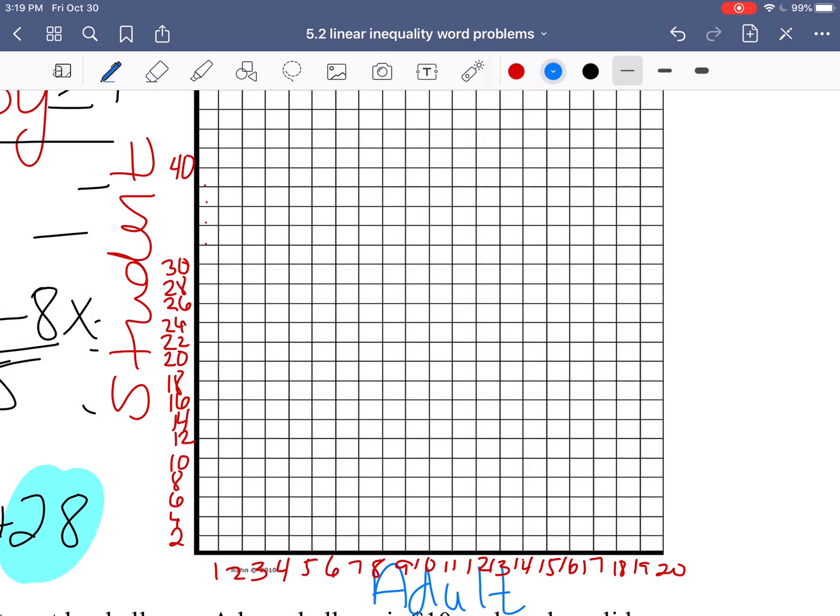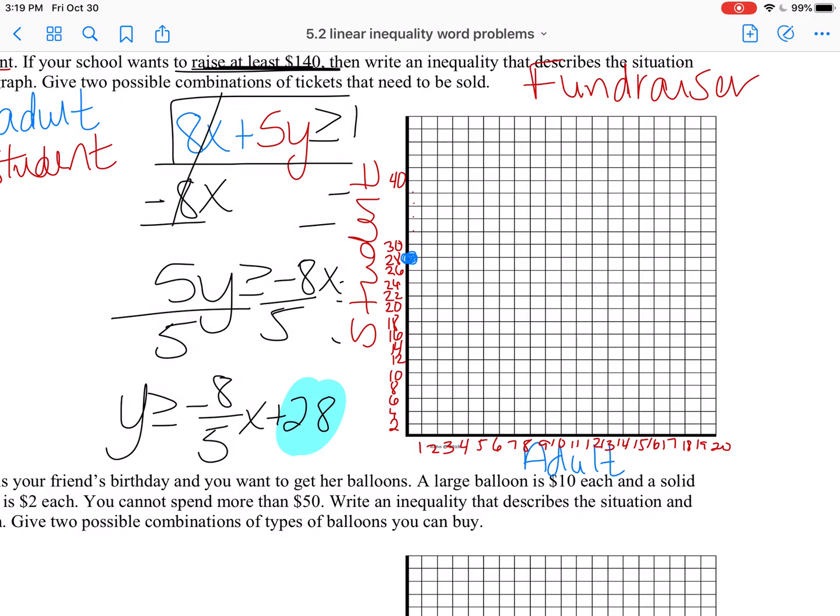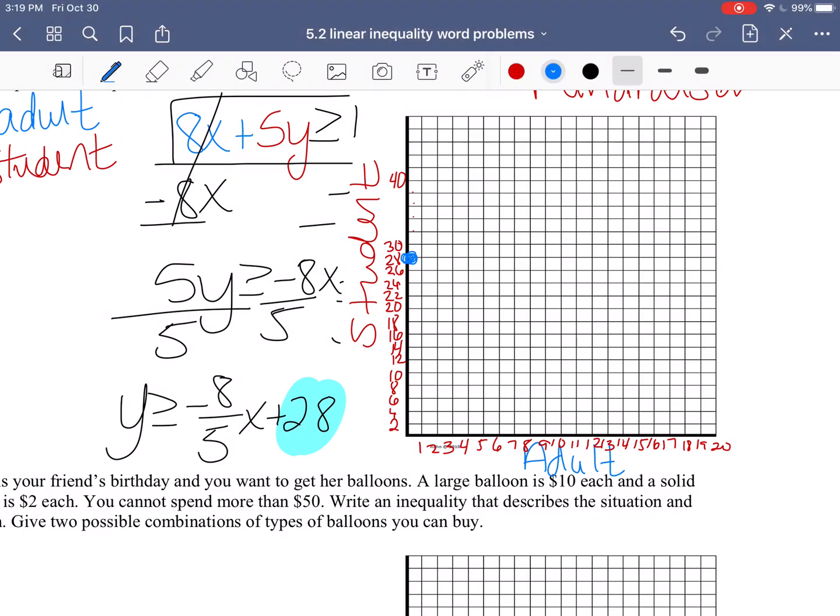So now I'm going to graph my inequality. So it starts at 28. And your slope is negative 8 over 5. So I'm going to count down 8, but remember we're going by 2s. So we have 2, 4, 6, 8, which puts me at 20. And then I'm going over 5. So 1, 2, 4, 6, 8, and going over 5. Hopefully I counted right on that. Again, going down 8, 2, 4, 6, 8.